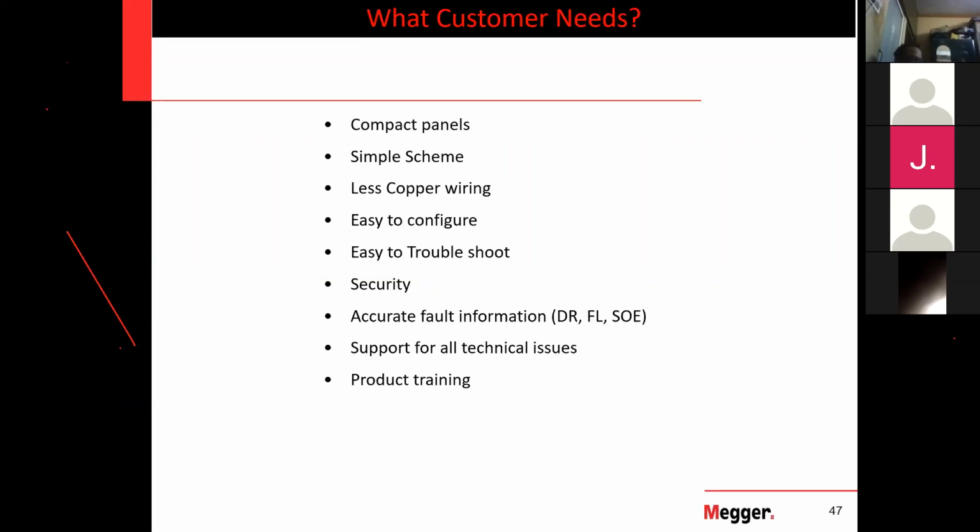Next is support for all technical issues and product training. Okay, so this is happening by the companies. So the first initial area, this is the solution. When all these things are satisfied, we get a solution that is called a smart substation. So let us see how the smart substation concept is going to define all these things, and what kind of solution they have given to achieve all these things.